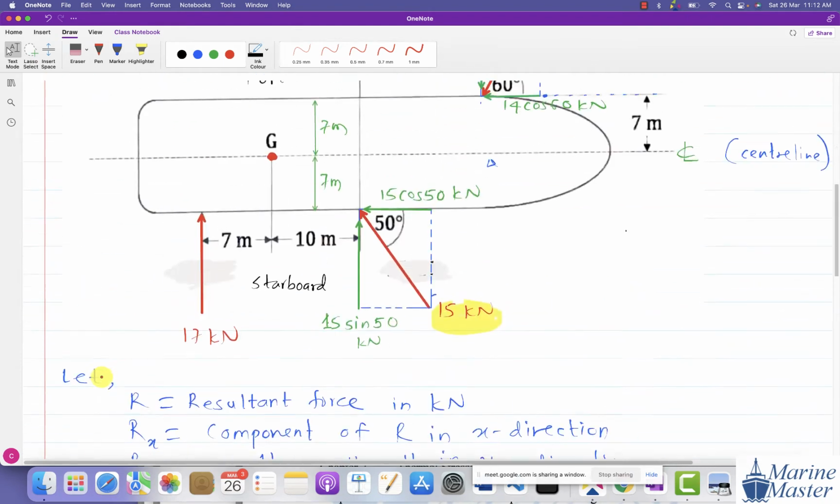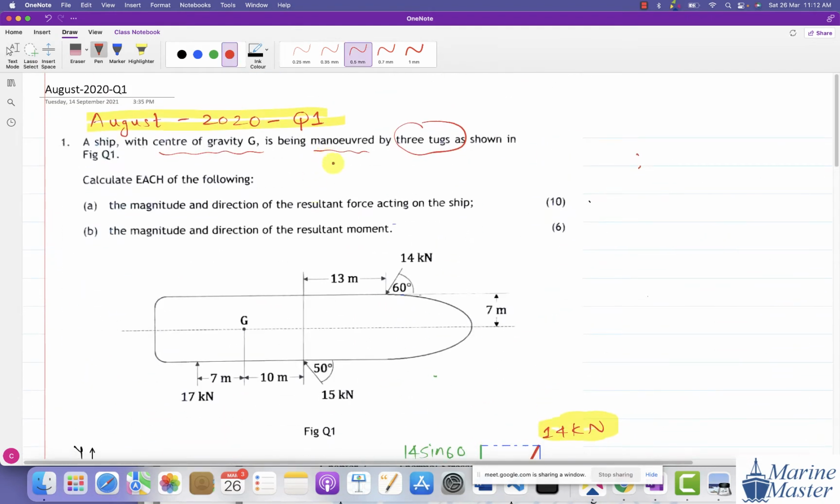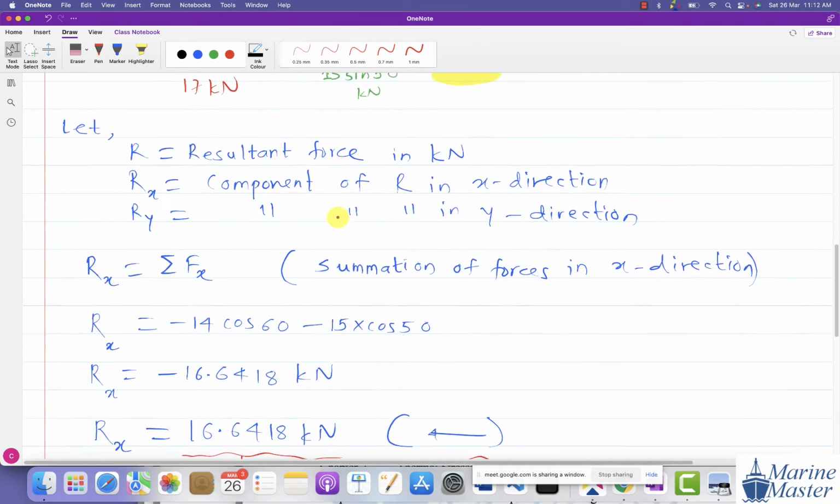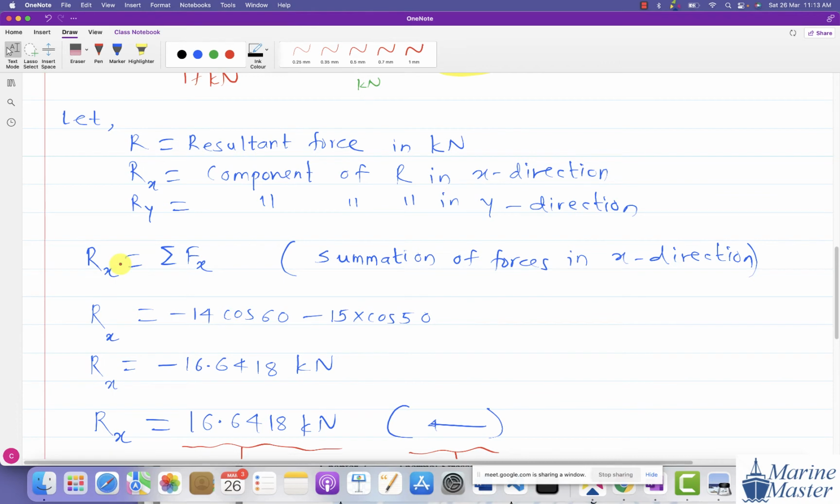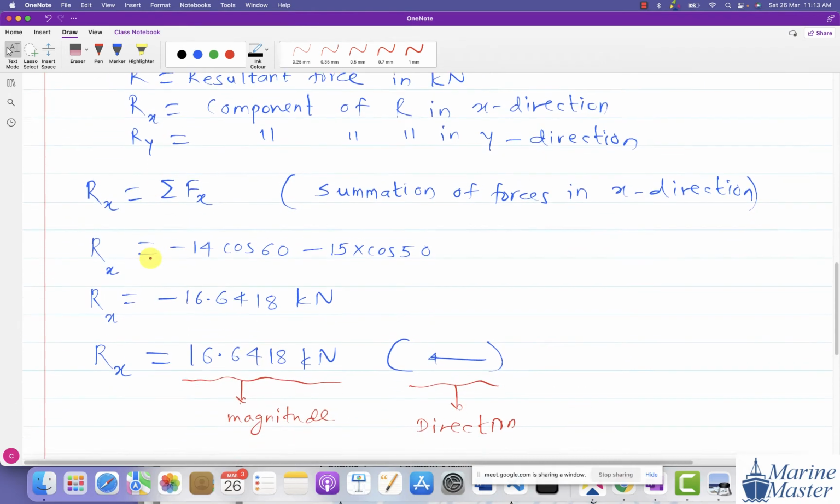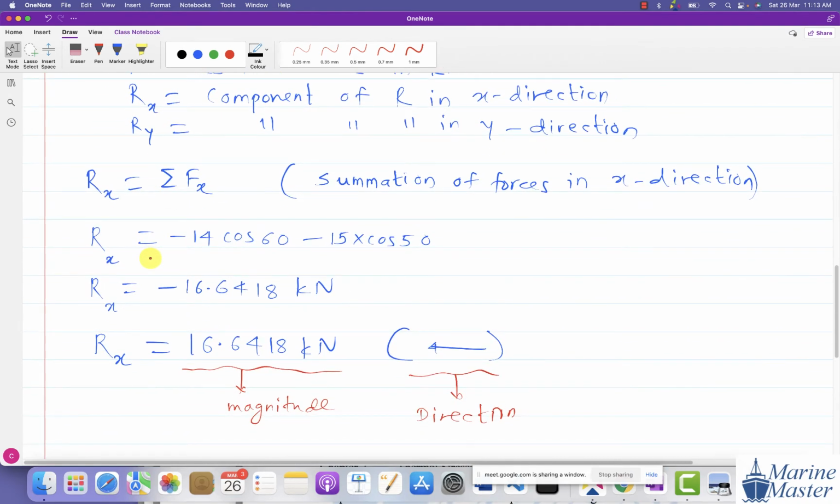And why are we doing all these things? Because our target is to find the resultant R, the resultant force. To get the resultant force R, we need its components Rx and Ry.